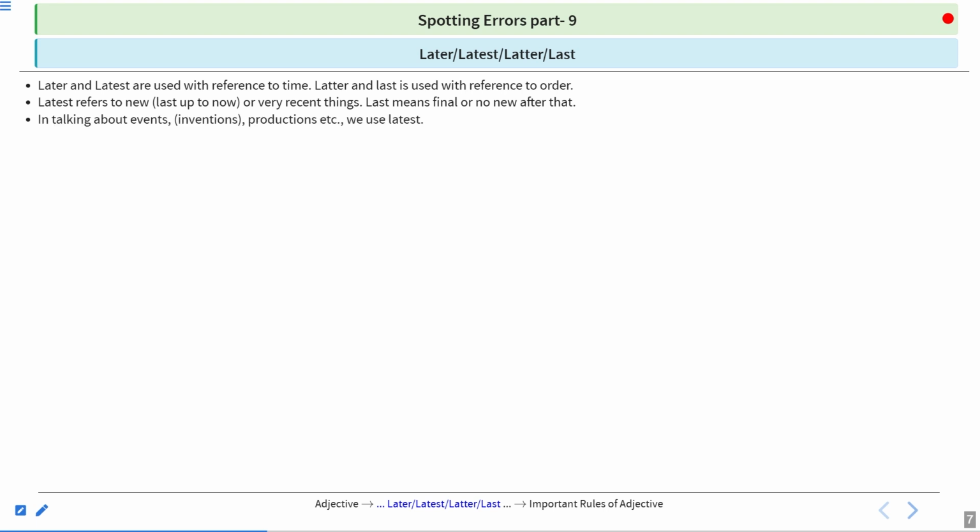In talking about events, inventions, production, etc., we use latest, and fashions as well. Latter is used for comparison of two in order. For more than two, we use last. Example: he came later than Ram. So here we are talking about time, not order or sequence. He came in the last, so again sequence.